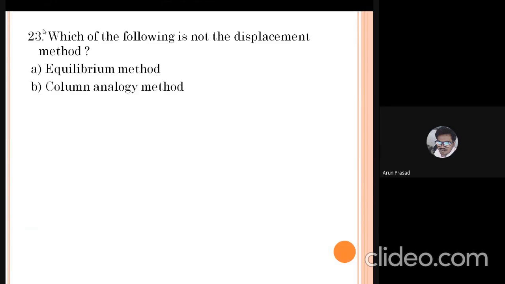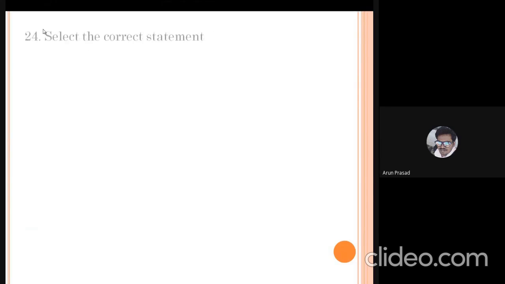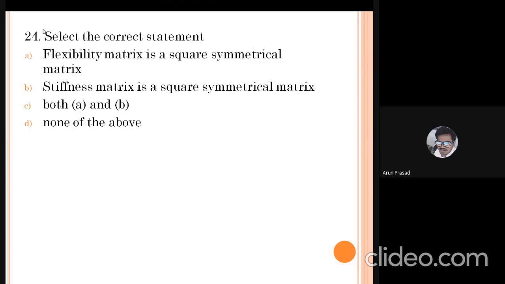In the previous class we discussed MCQs up to 23, right? Today we will be continuing the MCQs. The 24th question: the flexibility matrix is a square symmetrical matrix; the stiffness matrix is a square symmetrical matrix; both A and B; or none of the above. Which is the correct statement here? The answer will be C. The flexibility matrix will be a square matrix, and the stiffness matrix also will be a square matrix. Okay, next question.